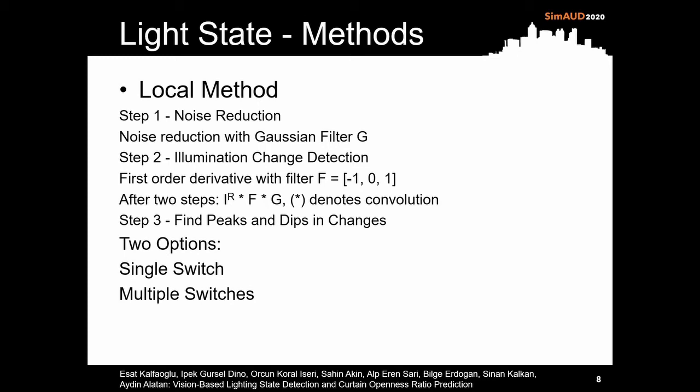There are 2 options for local method. The first option is single switch, where all light sources are connected to single switch. The second option is multiple switch, in which light sources are connected to their own switches. In multiple switch, the requirement is needed that both switches should be triggered in order to reduce the false alarms.